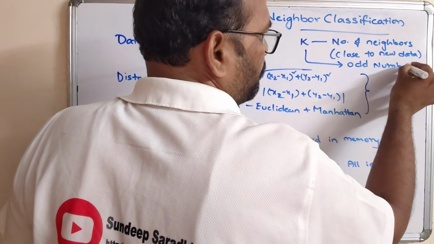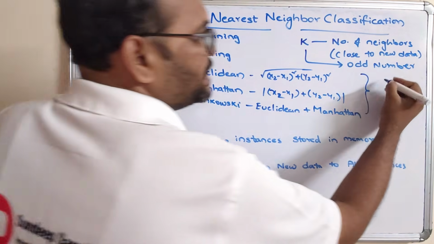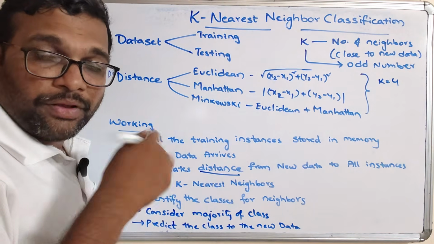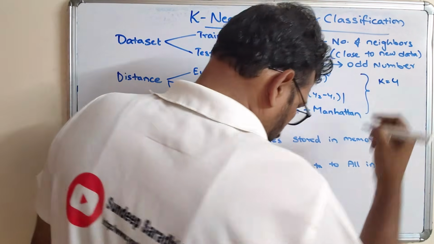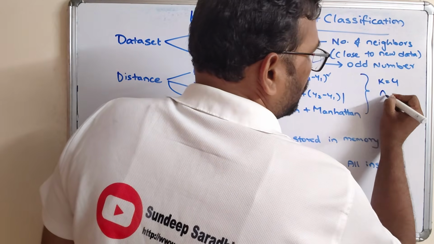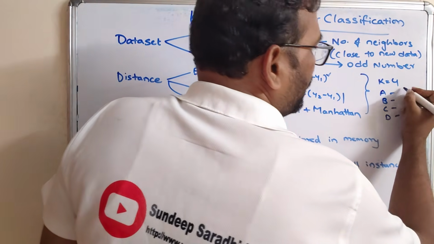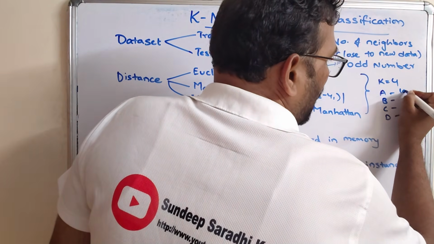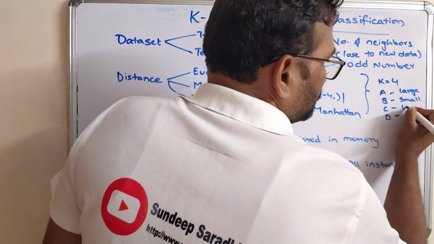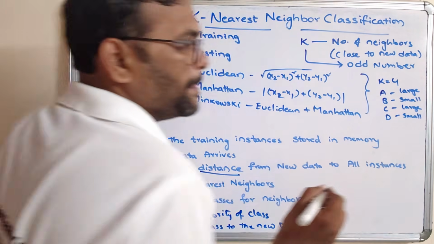Consider this as an odd number, because that is what we are using. So if k is equal to 4, that is an even number. What happens? The next step is to identify the classes for the neighbors. For example, there are 4 possibilities A, B, C, D, and the classes are like this: this is large, this is small, this is large, and this is small.